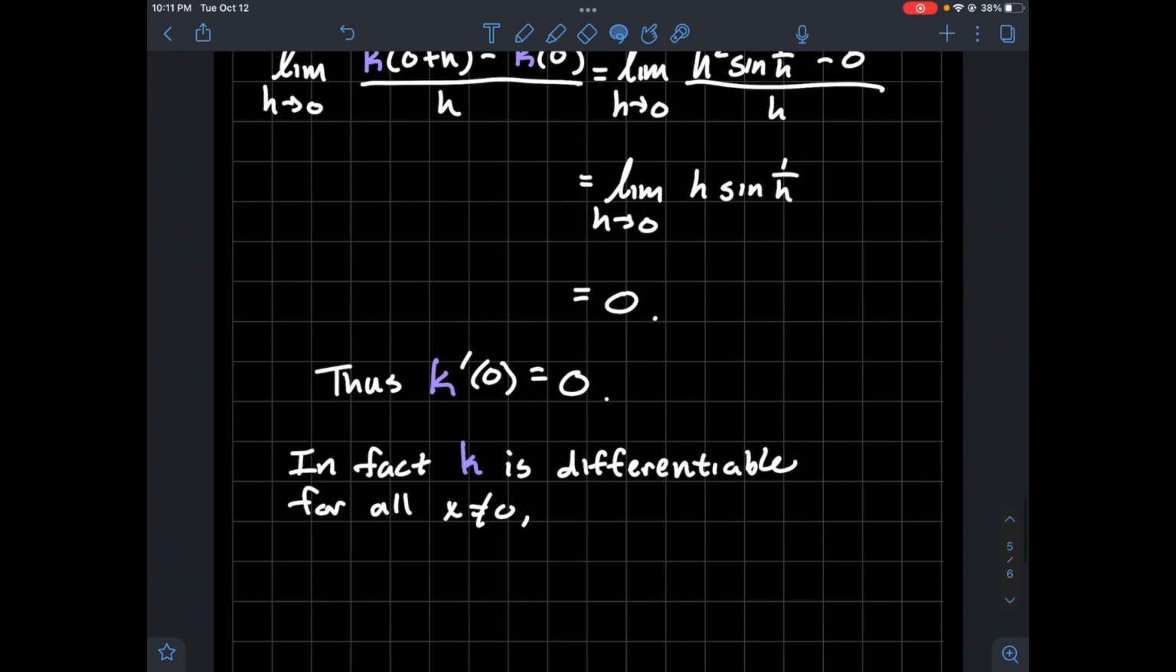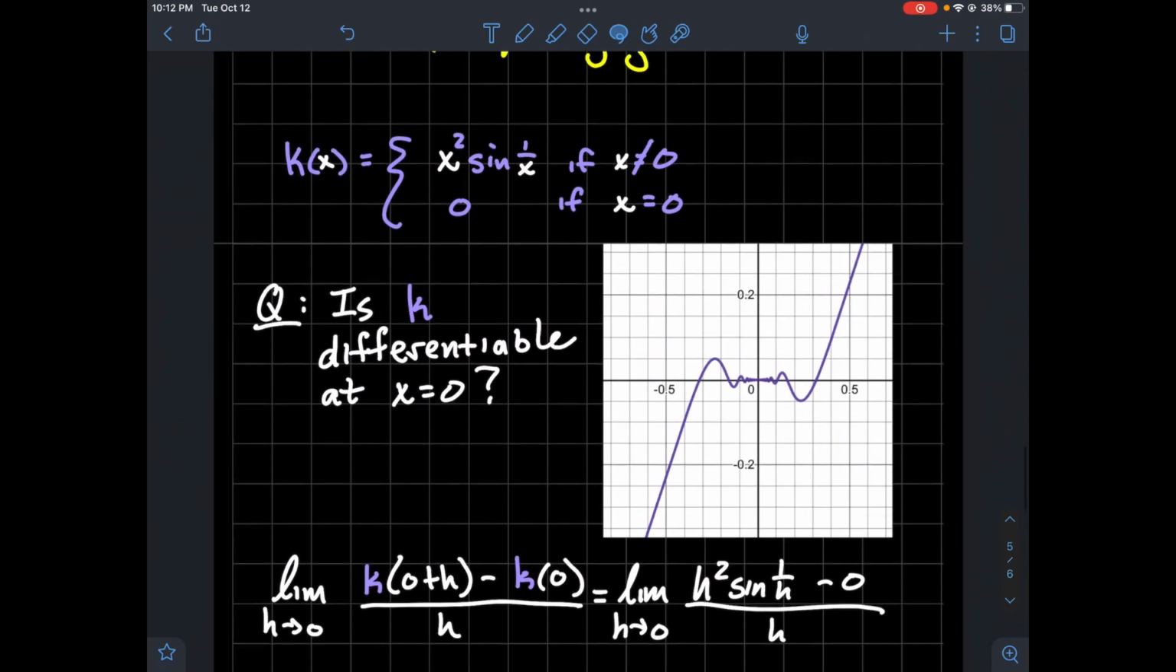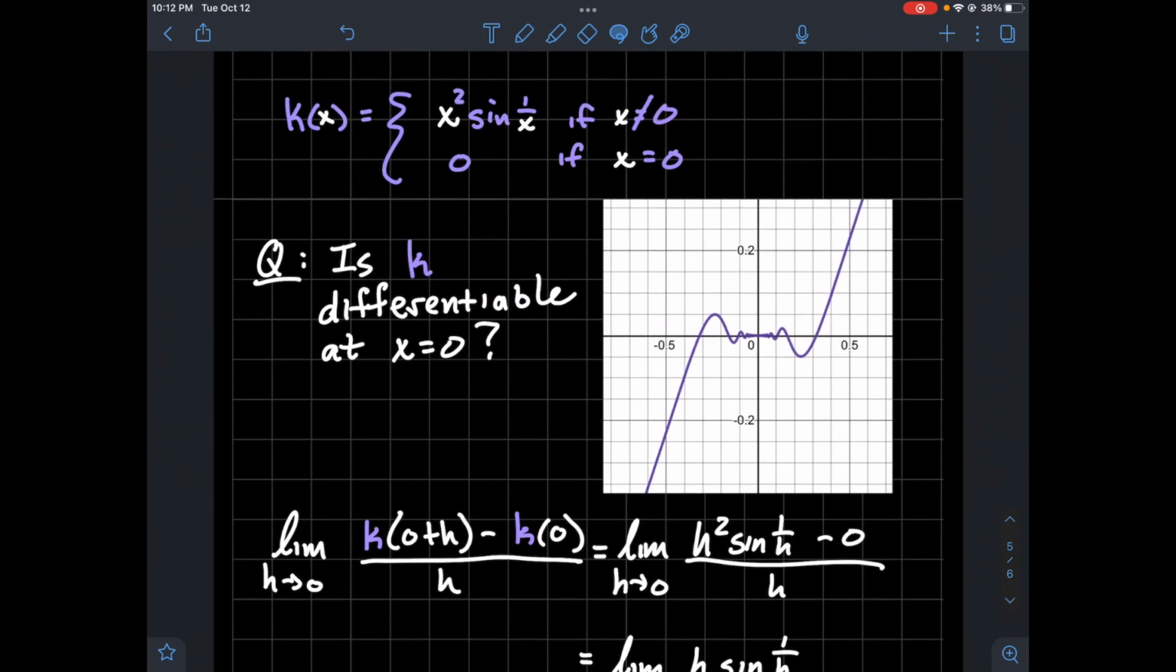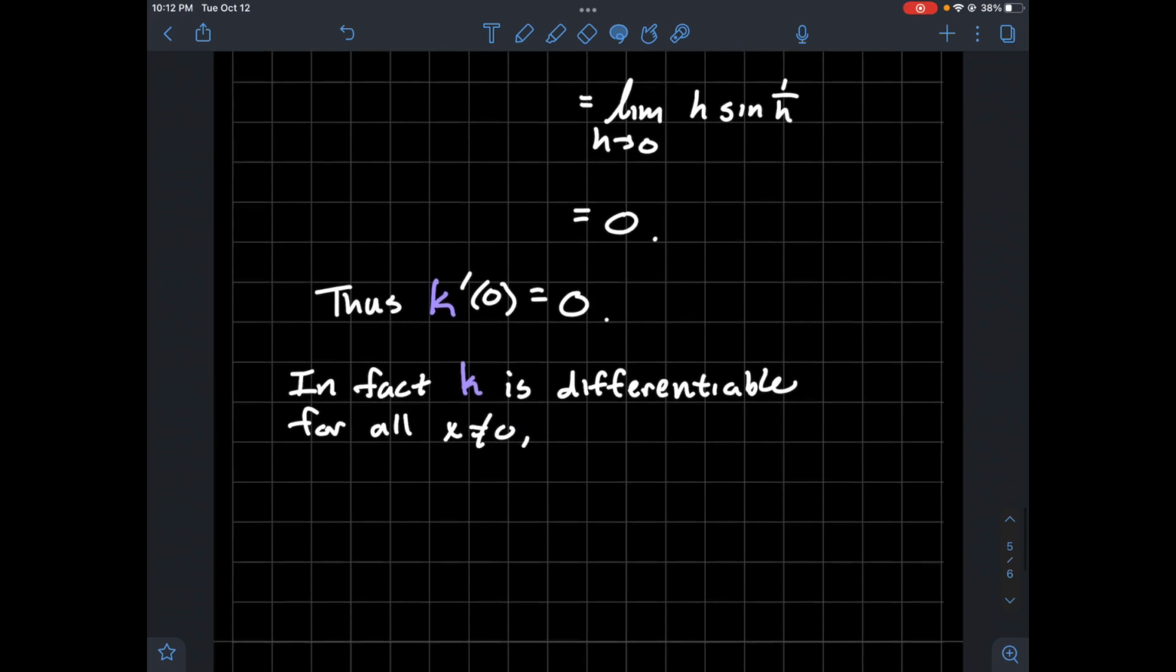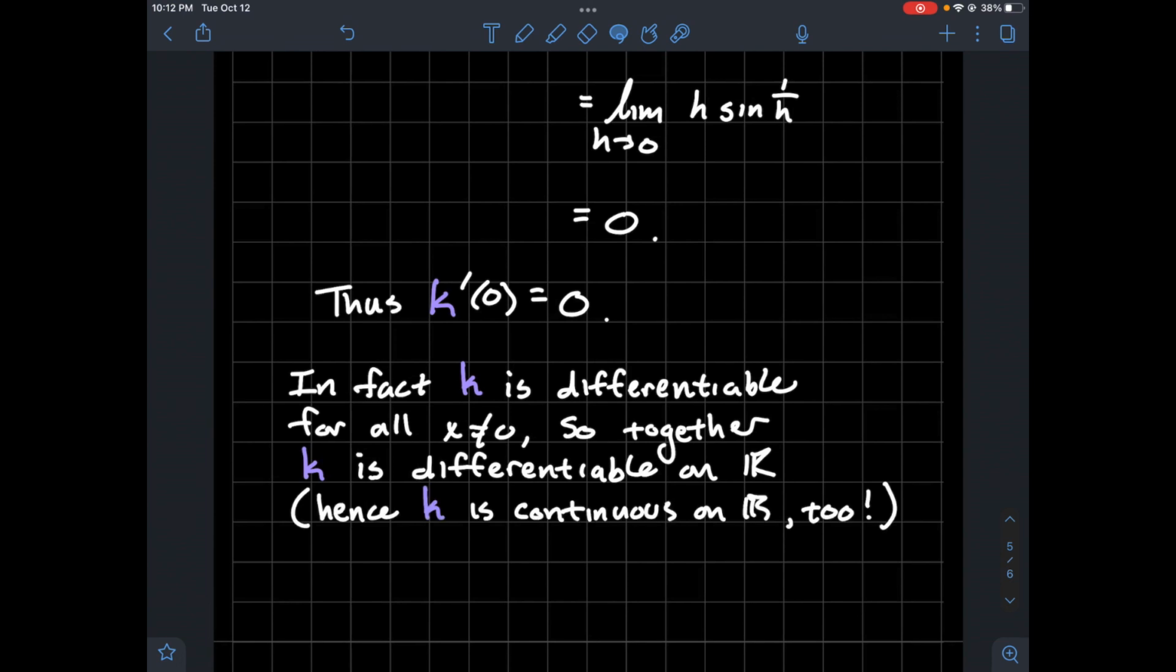So in fact, k is differentiable for all non-zero x as well, and that was my spiel about how it's the product of two good differentiable functions as long as x isn't 0. And so altogether, we could say that k is a differentiable function for all real numbers. And remember what that implies, right? Being differentiable implies that the function is continuous there too. So because k is differentiable for all real numbers, we can say that k is continuous for all real numbers as well.